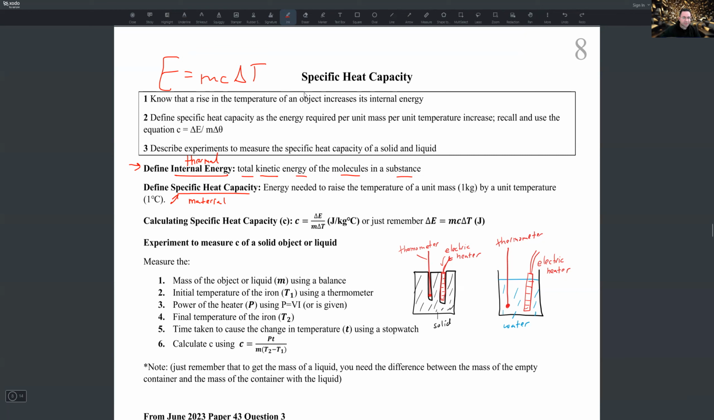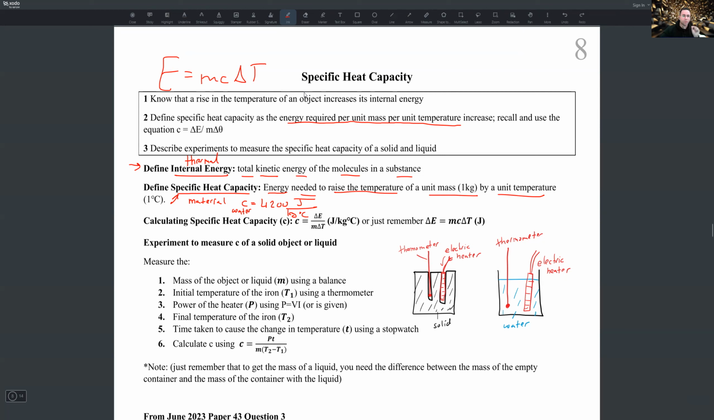It's defined as the amount of heat energy needed to raise the temperature or change the temperature of 1 kilogram, a unit mass, by 1 degree Celsius, by unit temperature. No, energy required per unit mass per unit temperature increase. So for example, the specific heat capacity of water, وانتوا مش هتحفظوا لي أرقام, you're not memorizing anything, okay? Is 4,200 joules per kilogram degree Celsius.